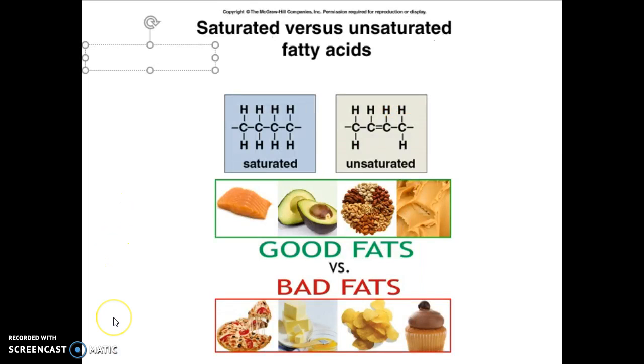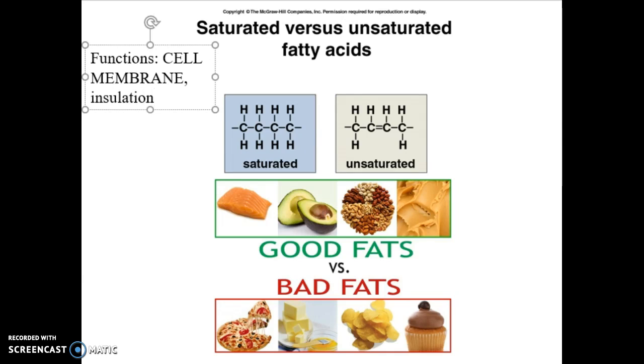Alright, so let's look at functions of lipids first. The main function, primary function of a lipid is to be able to build a cell membrane. We'll talk about this more in a little bit. Lipids also act as insulation, shock absorber. They protect our body. This is the primary function for all of these. It also can provide us with energy.